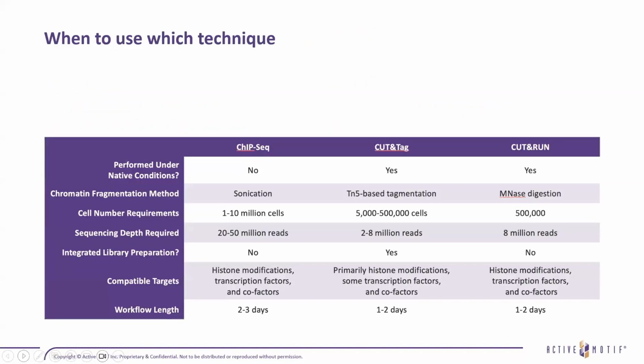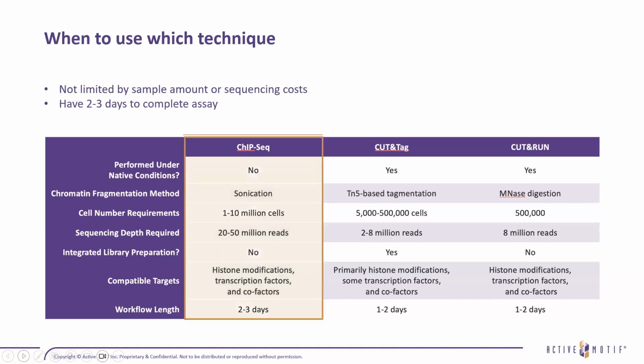With all that said, let's move on to comparing these methods, and then I can give you some insight as to which method you should select in some scenarios. So here we have a table of each technique, and we have some critical considerations when deciding which method you should use. First, can this be performed under native conditions? Is a chromatin fragmentation method required? What are the cell requirements? What's the sequencing depth? Is there an integrated library preparation? What are the compatible targets? And what about the workflow length?